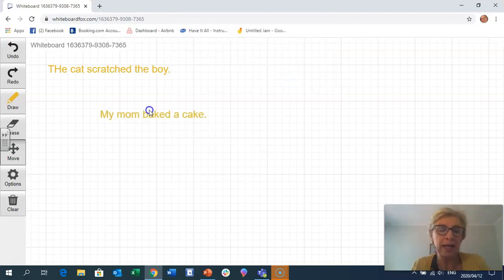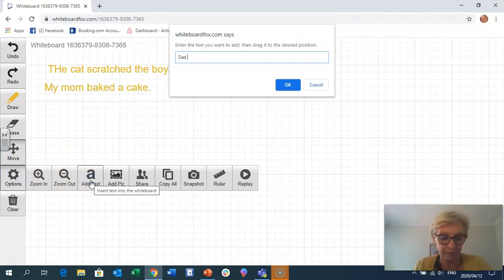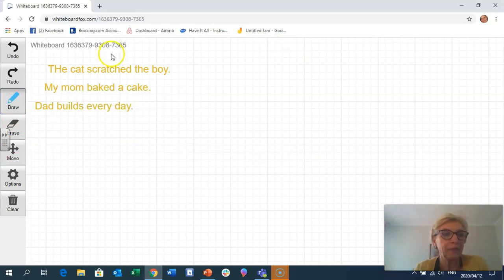My mom baked a cake. Dad builds every day. Right, let's have a look. Well, cat is a noun, so scratched is the doing word. And the second sentence, the boy, my mom, baked a cake. And in the third sentence, Dad builds every day. So those are doing words or verbs.